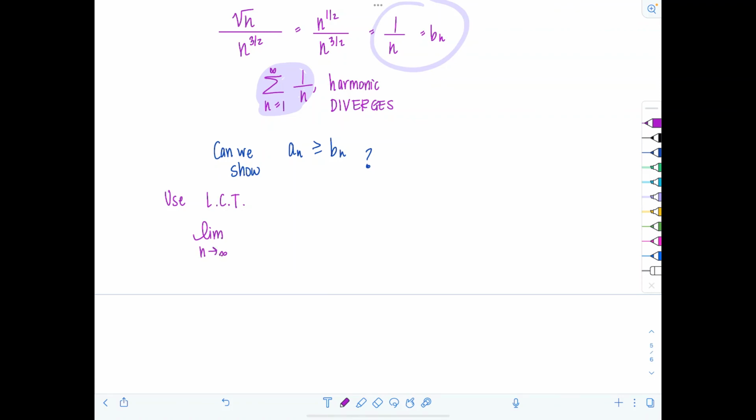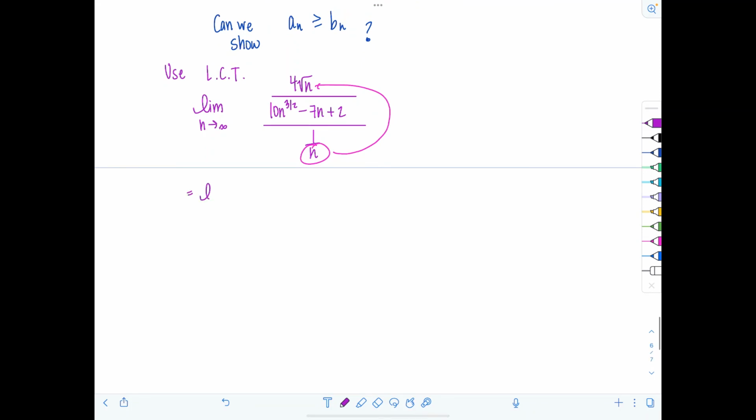as n approaches infinity, ratio of an, so 4 rad n over 10n to the 3 halves minus 7n plus 2 over bn, which is 1 over n. Okay, I'm going to multiply by n, right? So that's going to flip up there. So rad n times n, that's n to the first power, right? It's going to be 4n to the 3 halves now in the numerator over 10n to the 3 halves minus 7n plus 2.